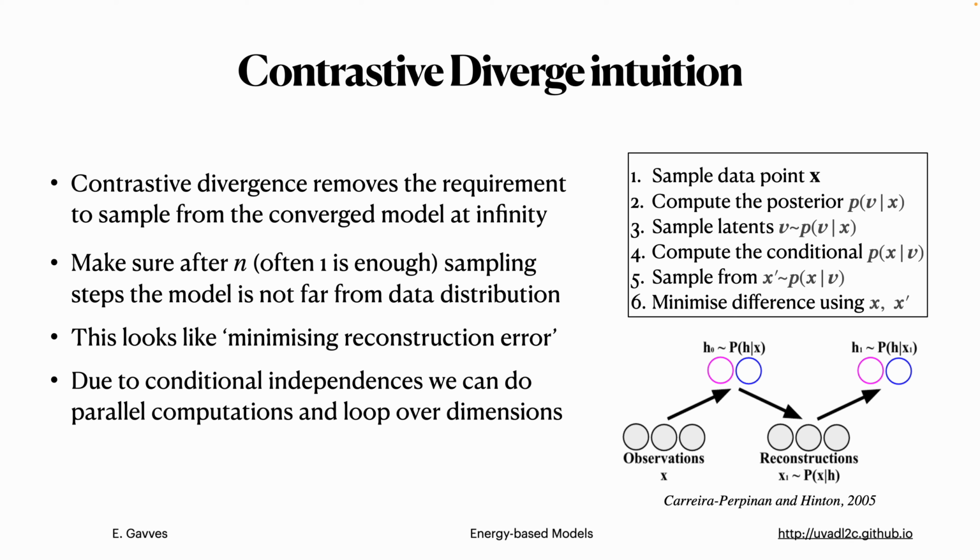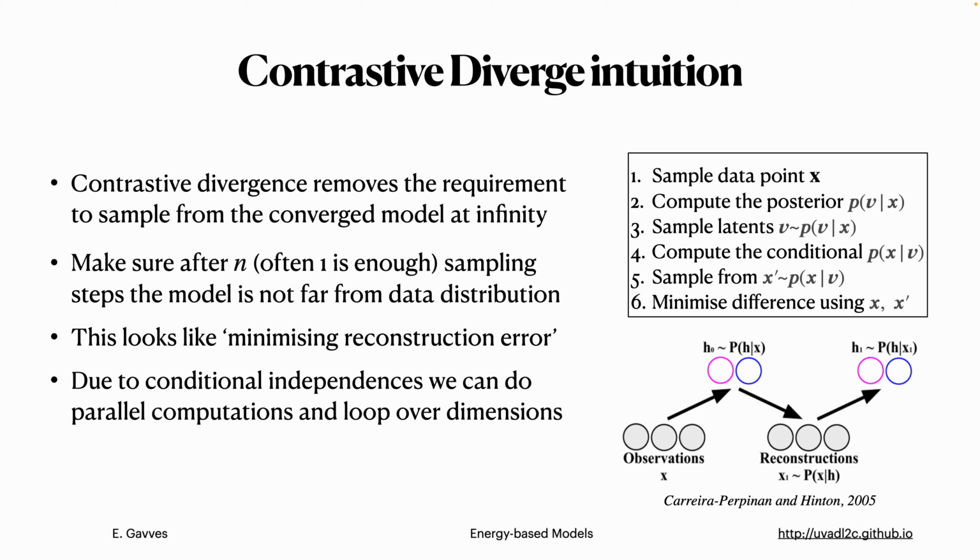Contrastive divergence has the following advantage. It removes the requirement to sample from the converged model at infinity. I don't have to have infinite steps to get there. By optimizing contrastive divergence, by saying that I want my model to be as close as possible to the optimal one after just one or two or n steps, it means that my model does not require infinite steps to get to optimality.